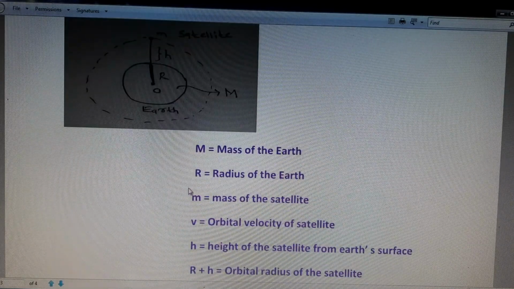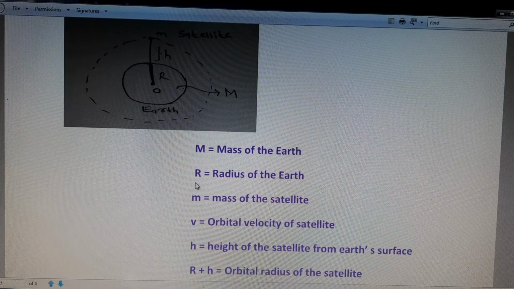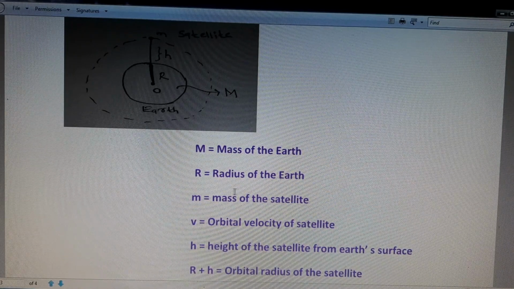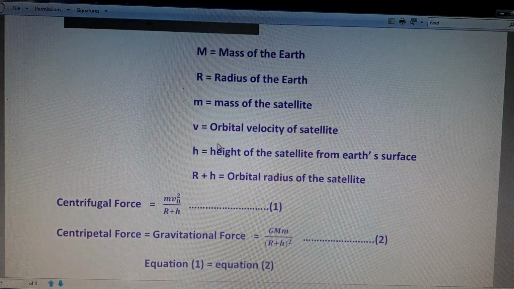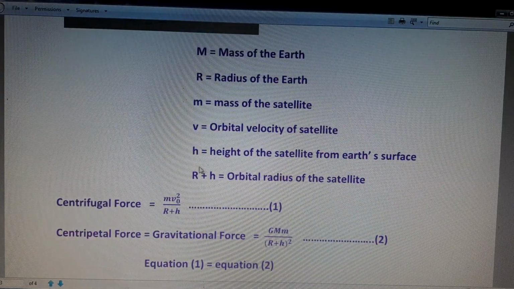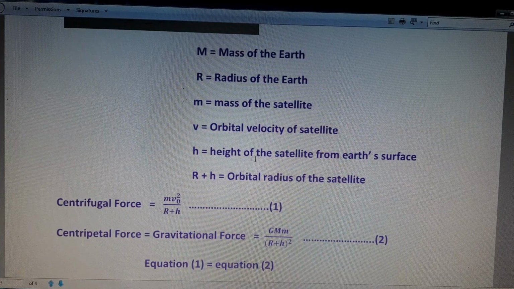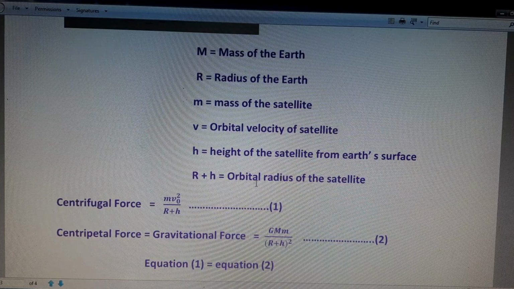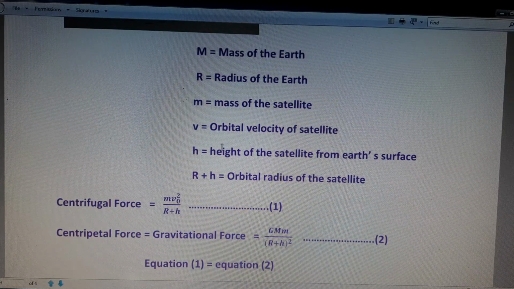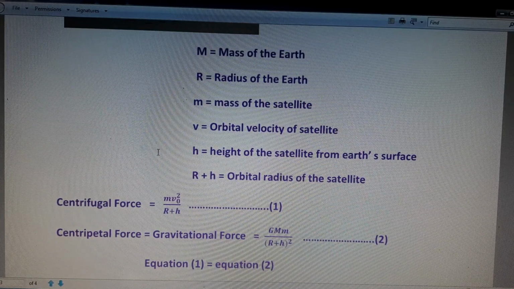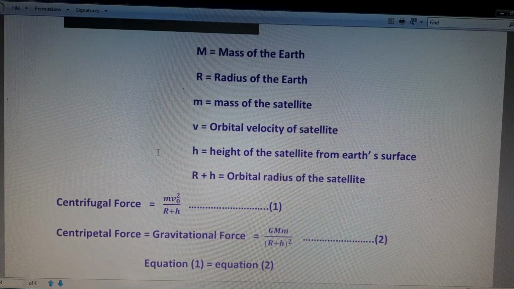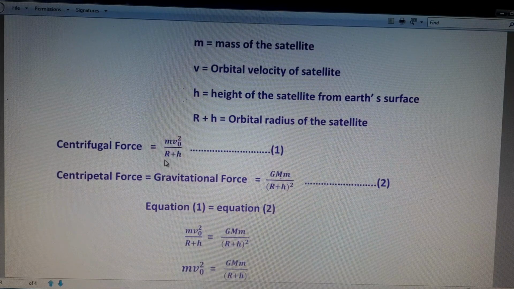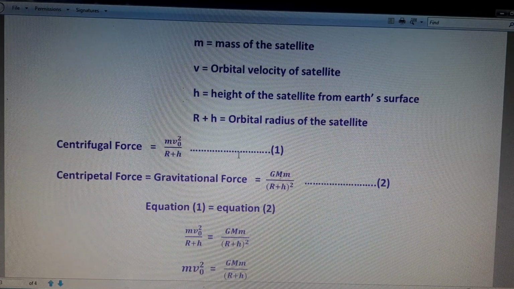Where capital M is the mass of the earth, r is the radius of the earth, small m is the mass of the satellite, and v0 is the orbital velocity of the satellite, and h is the height of the satellite from the earth's surface, r plus h is the orbital radius of the satellite. So in this we can write the centrifugal force equation. The centrifugal force is equal to m v0 squared by r plus h. So this is equation number 1.